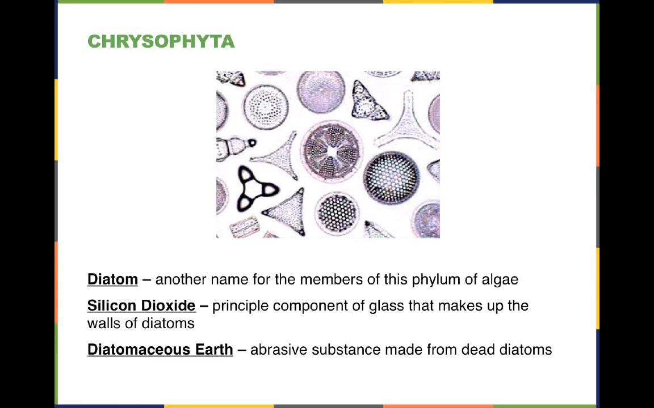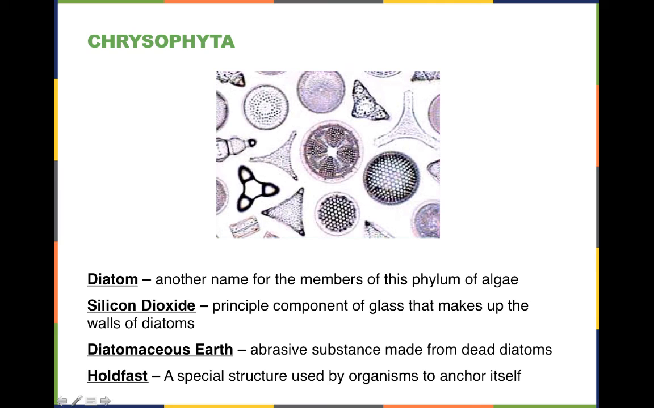Because of its structure, diatomaceous earth is moderately abrasive, and it used to be harvested and sold as a means of polishing other materials, metals and jewels and things of that nature. The diatoms also frequently have a structure called a holdfast. A holdfast is an anchor that the diatom can use to anchor itself to the ground or to a rock or some other stationary object.